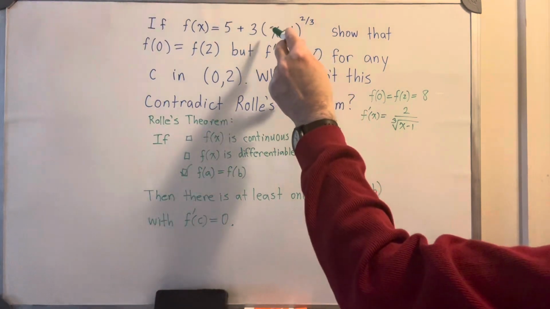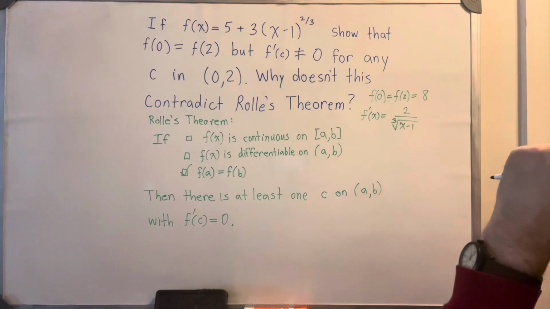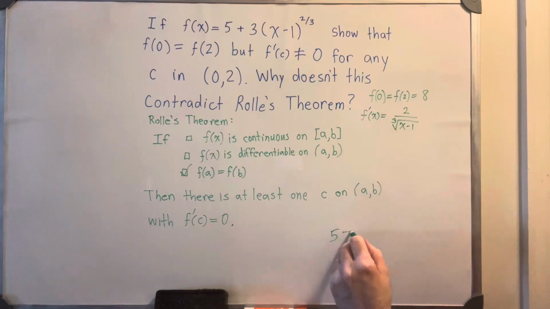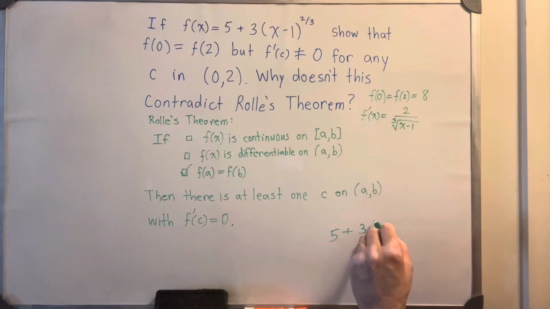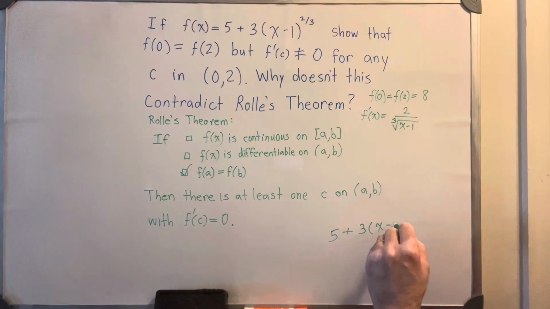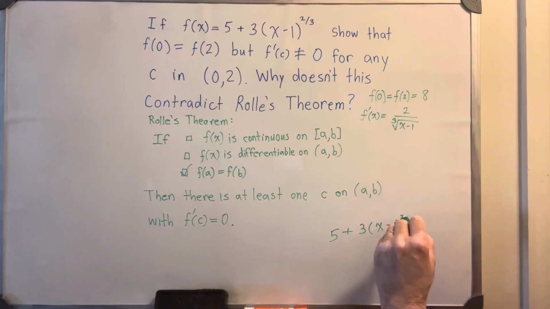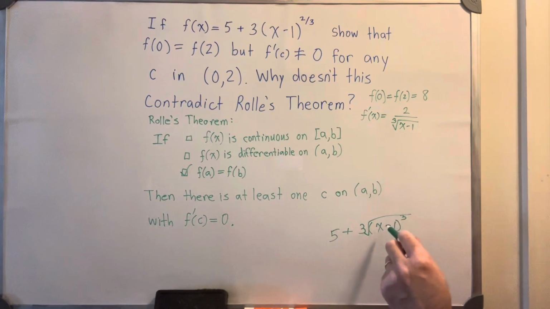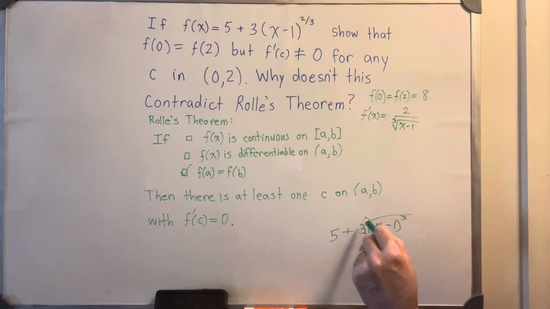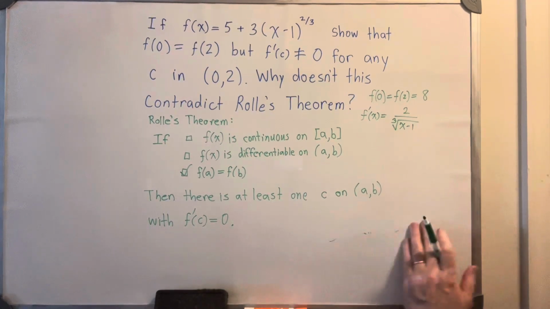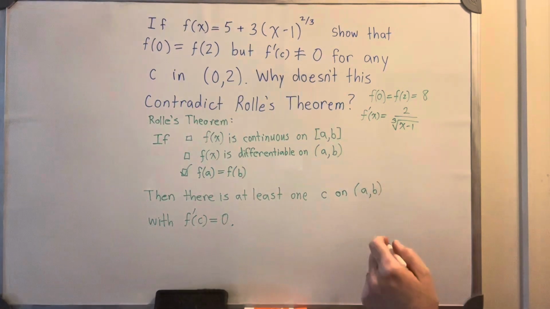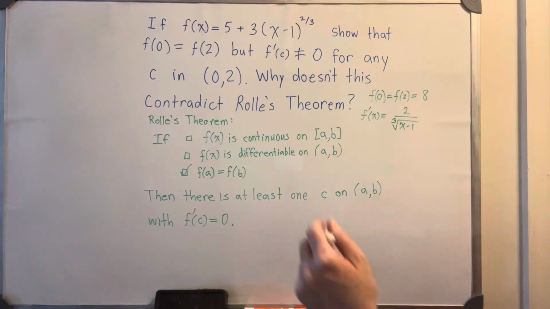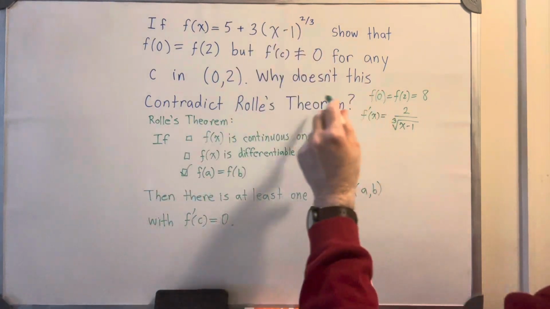And looking at this function right here, since the function looks like this, we can basically consider this. We're not dividing by 0 anywhere because this is a positive exponent. So there are no vertical asymptotes where you have to lift up the pencil. So this function is continuous on the interval [0, 2].